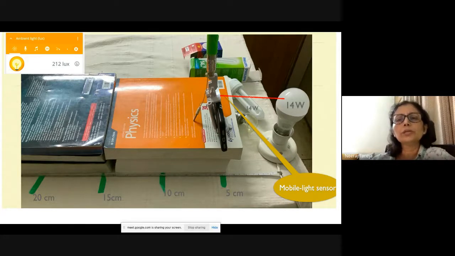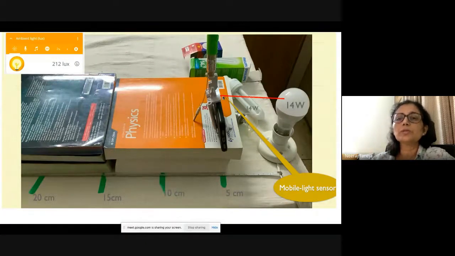How do you think the light intensity will change when I move the phone away from the bulb? Remember, one precaution that I had to take was that I had to perform this experiment at 10 o'clock at night, so that there is no other light which the phone senses. Remember, these sensors are really sensitive. They can sense the light which is there around it also.